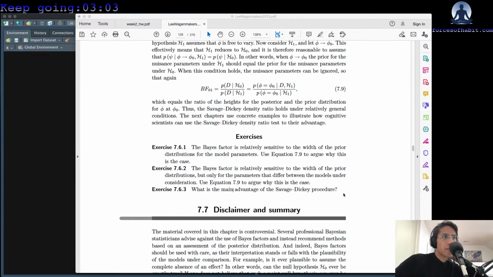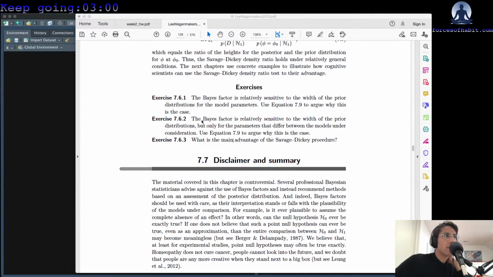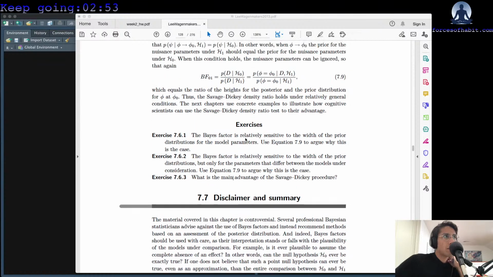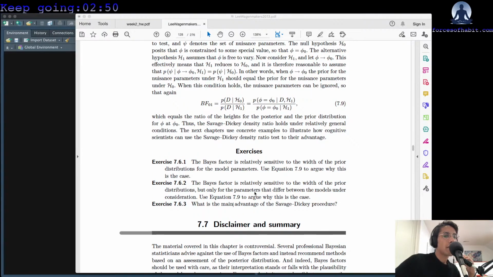Bayes factor is relatively sensitive to the width of the prior distribution, but only for parameters that differ between the models under consideration. When models are the same, this is that nesting I was talking about before, where nuisance parameters, or parameters that are the same for each, would just cancel each other out in this Bayes factor ratio. You can have a bunch of stuff here, but since both of the things have it, it doesn't matter. It's essentially the point.